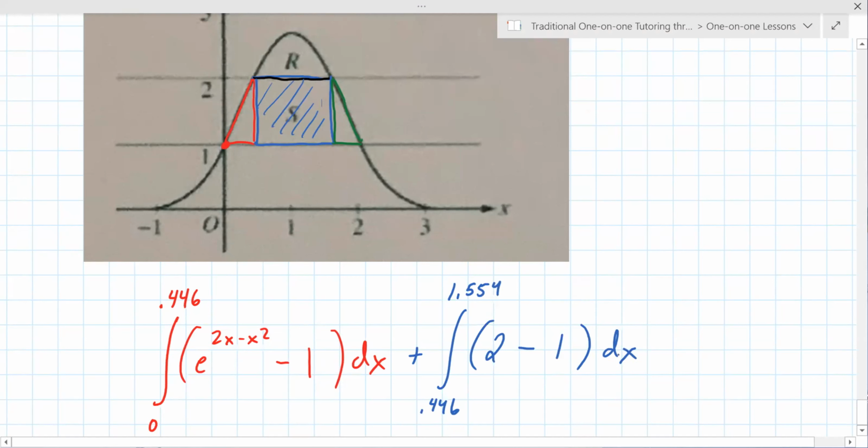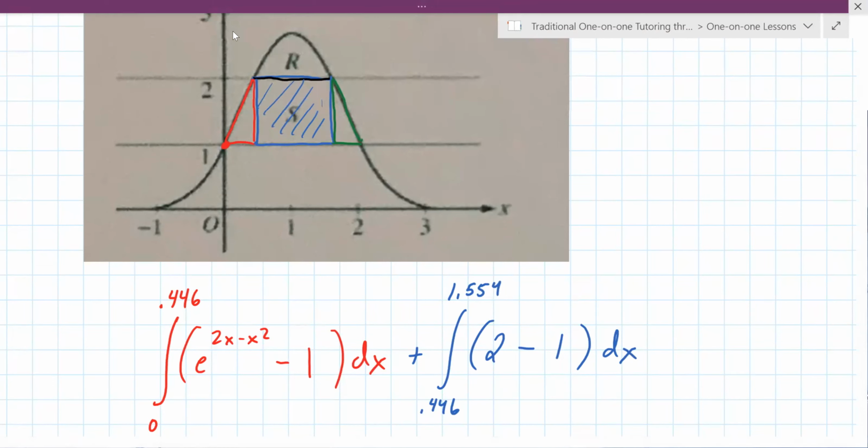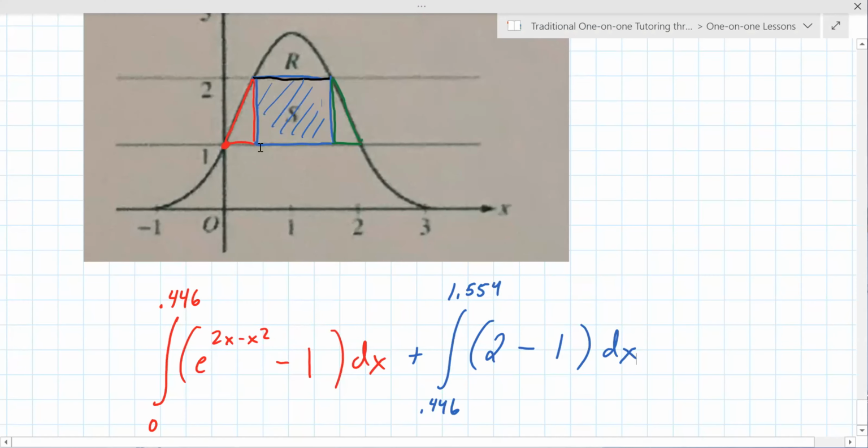There's that part. Okay. Or you could just do base times height. The base is the difference in the x values, the height is 1, which is what this gives you. Plus the integral from 1.554 to 2. And actually, yes, it would be the e to the 2x minus x squared minus 1.